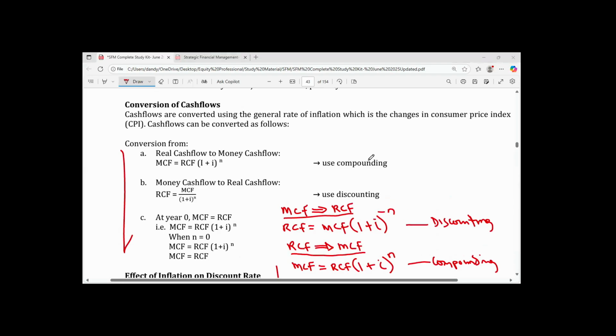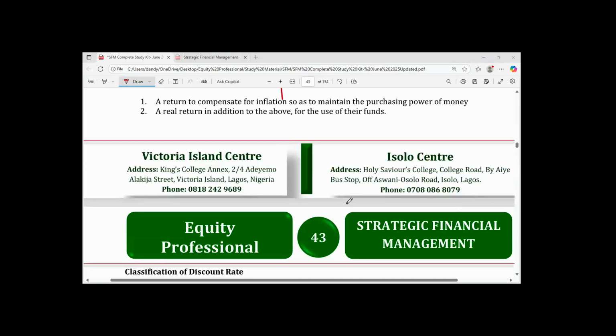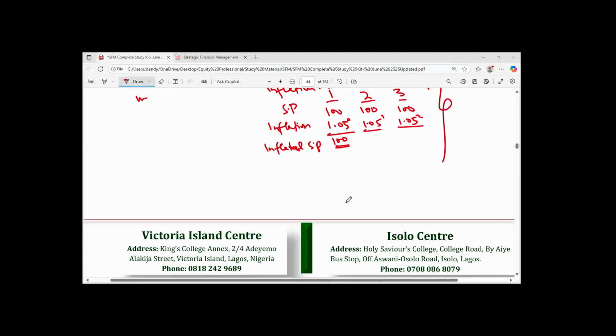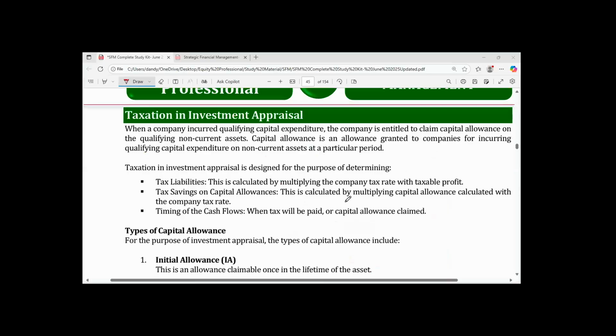Okay. So that's that. Let's move on to taxation, impact of taxation. Let's spend additional few minutes to talk about impact of taxation in capital budgeting. How do you incorporate taxation in capital budgeting? One thing you need to understand is that when a company incurs qualifying capital expenditure, the company is expected to claim capital allowance on the qualifying fixed asset or non-current asset.